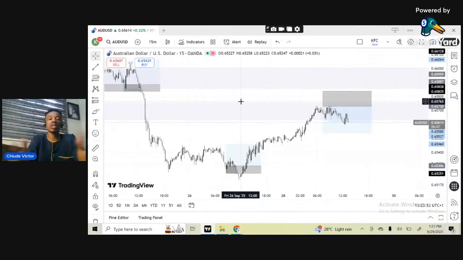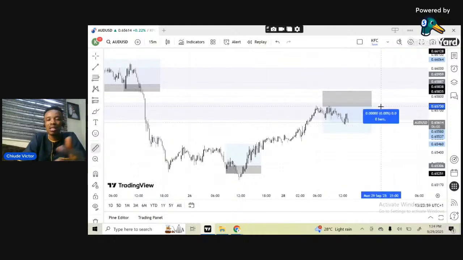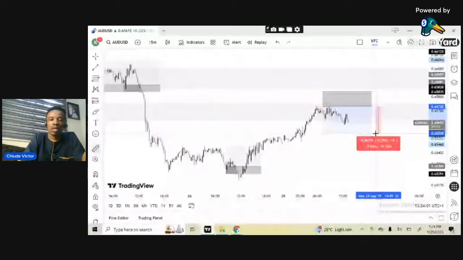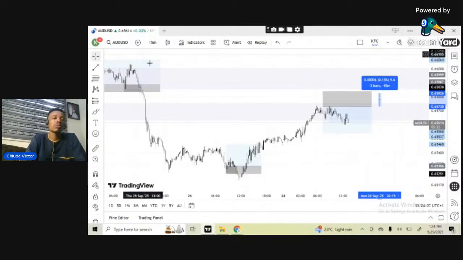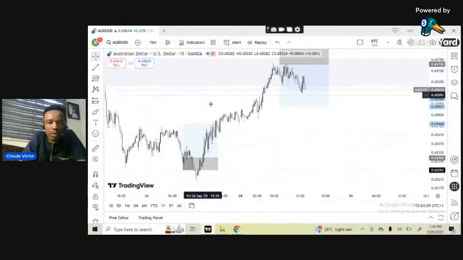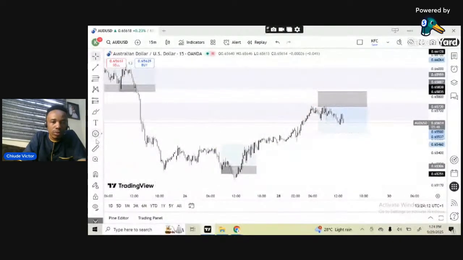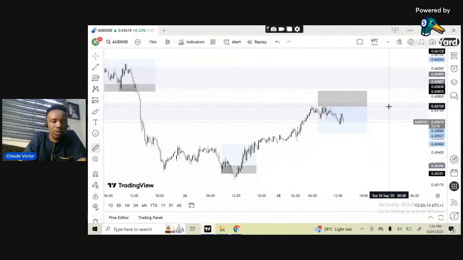Like look, take for instance, this is AU, and this was what I was seeing. Now I didn't share this entry with the community, neither did I take it, because the pips to be gotten here are too small to risk anything. It is 19 pips, okay? And to be risking just about 10 pips is too small for me. Well, I didn't even know that we could risk 10 pips. I'm just saying it now.